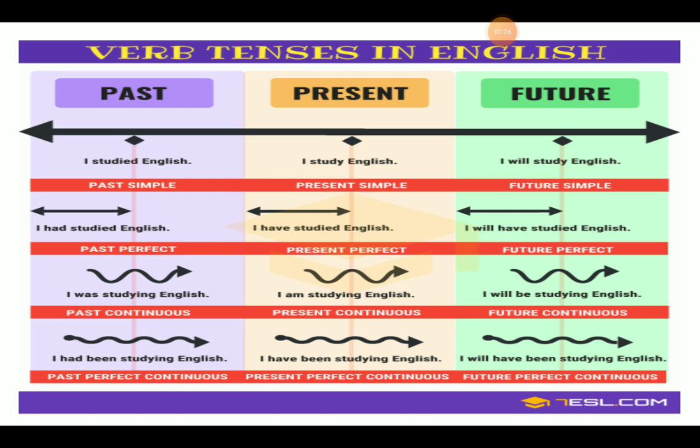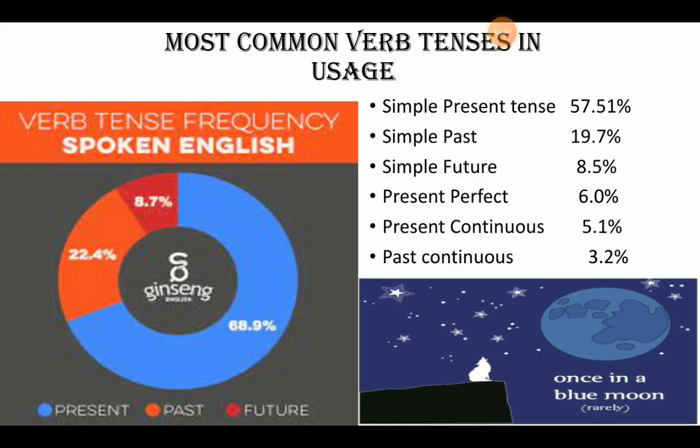Under past tense, we have simple past tense, past perfect tense, past continuous tense, past perfect continuous tense. And under present tense, we have present simple, present perfect tense, present continuous tense and present perfect continuous tense. And the last one, under the category of future tense, we have simple future tense, future perfect tense, future continuous tense, future perfect continuous tense. We can see all the tenses one by one in detail.